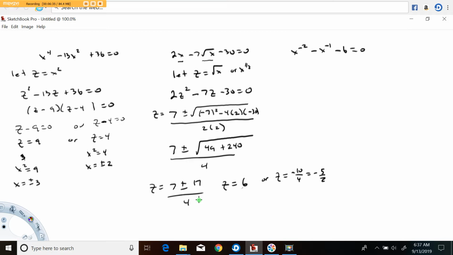Now, we're not quite done yet because it wasn't z we're after, it's x. So keep in mind that z was square root of x. So this one becomes square root of x equals 6. This is solved by squaring both sides, so x is equal to 36. Other possibility, square root of x equals minus 5 halves.